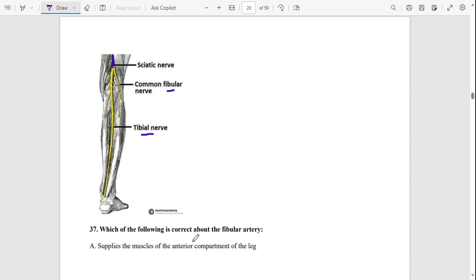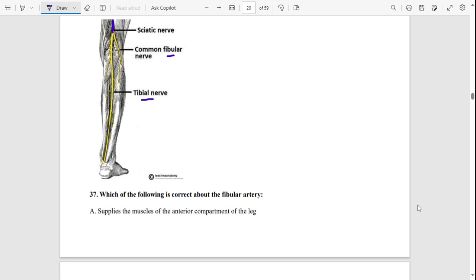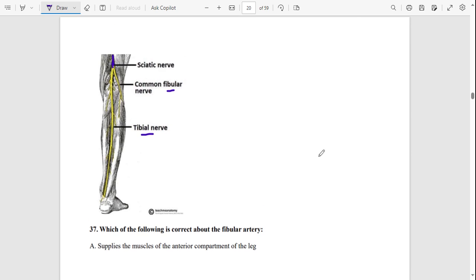Number 37, which of the following is correct about the fibular artery? Before we even talk about the fibular artery, we need to understand the innervation and also the arterial supply to the leg and also the thigh. So let me write the blood supply and also the innervation. Okay, starting with the thigh. For the thigh, we're going to have the anterior compartment, the medial compartment, and the posterior compartment.